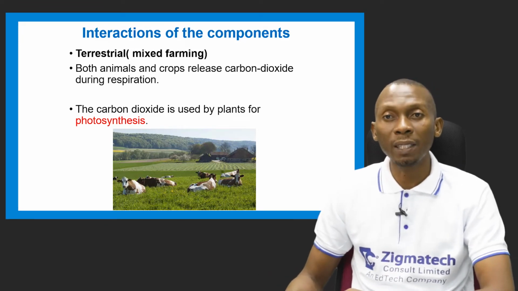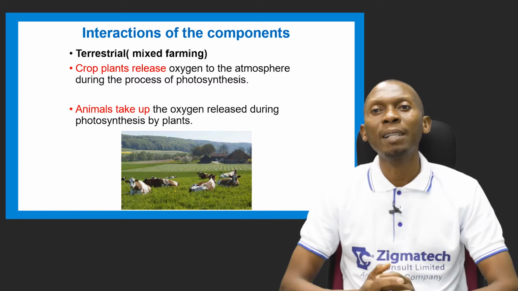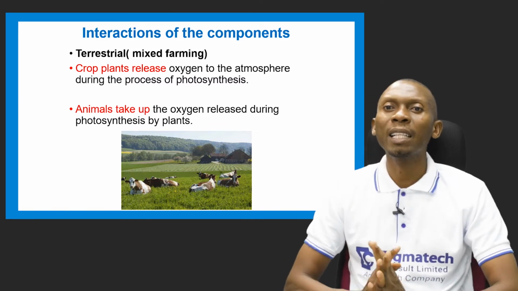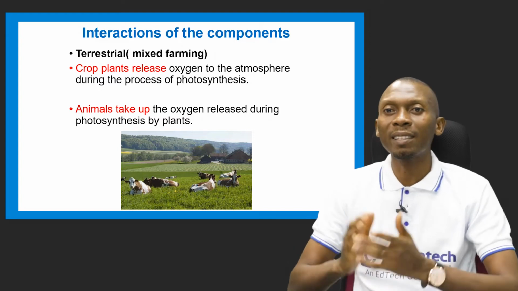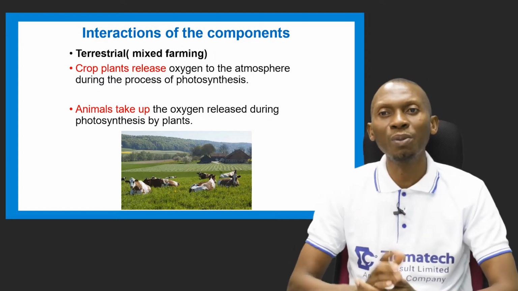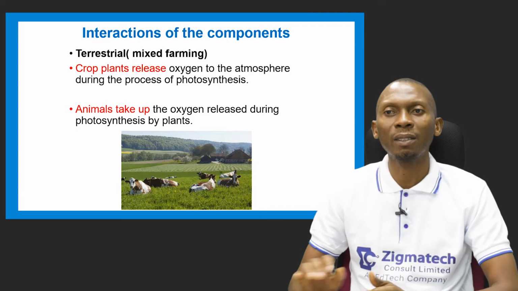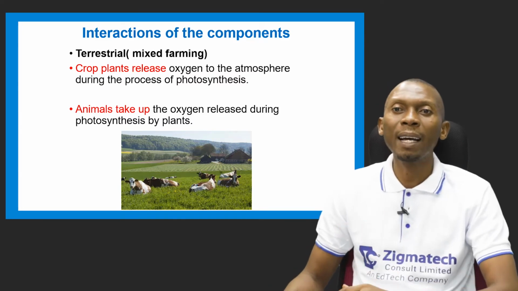Now, crop plants also release oxygen to the atmosphere during the process of photosynthesis, and this oxygen is taken up by the animals. The oxygen is now taken up by the animals.